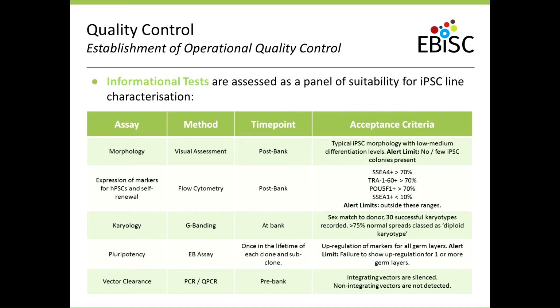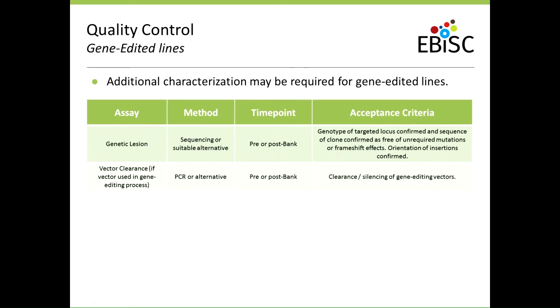Karyology at the moment, we're using G-banding, and a pluripotency assay, which I'm going to talk a bit about after this. So we use an EB assay, and vector clearance is with qPCR pre-bank, just to make sure all the vectors are silenced. The one that Kevin spoke about briefly earlier was that when EBiSC started, we didn't have any gene-edited lines coming in. So obviously that had to be taken into consideration.